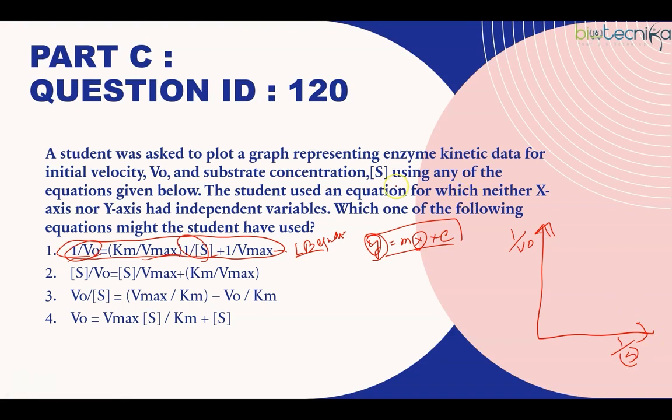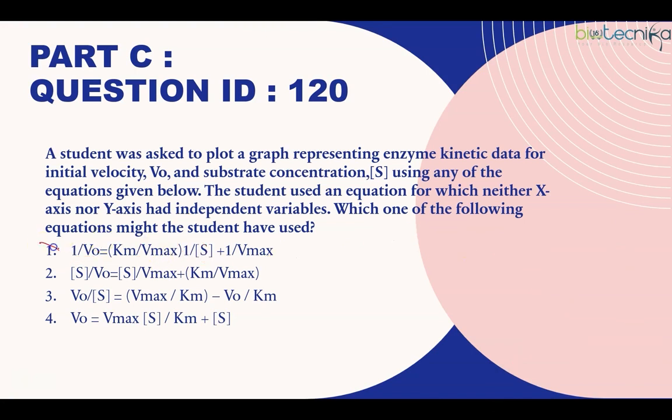Now the student had both dependent variables. Neither x nor y had independent, means both had dependent. So 1 by S has come in the x-axis, which is independent. So that means he must not have used the LB plot. Okay, because here the x-axis variable is independent. He had used some equation where both are dependent. Got it? So one cannot be the answer.